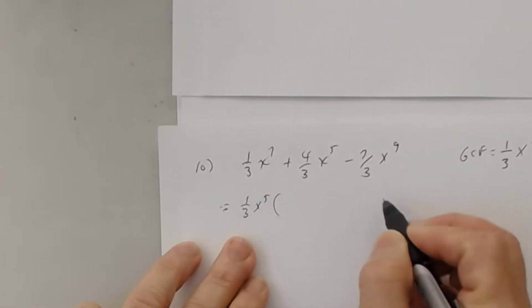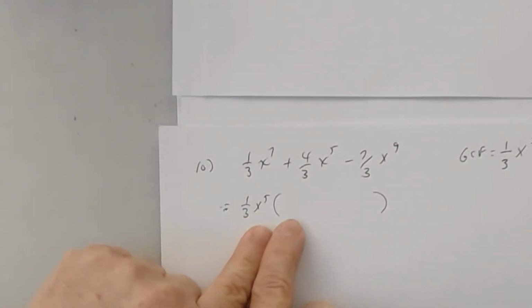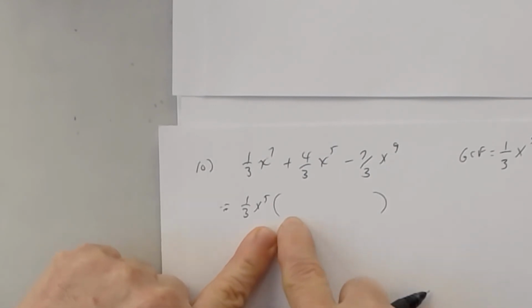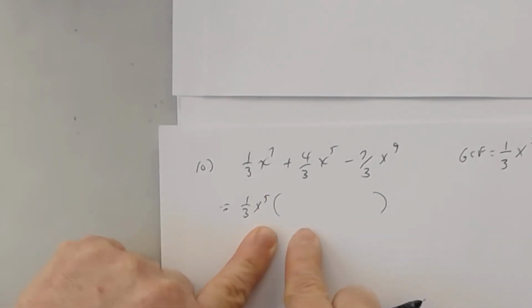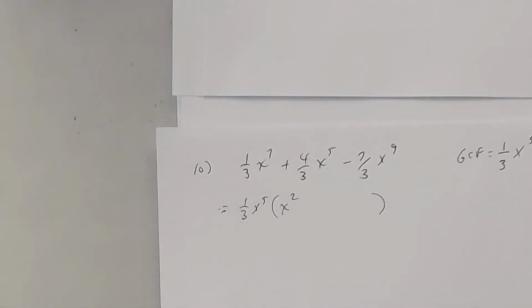X to the 5th times polynomial. Okay. Now we're going to do that distributive property again. 1/3. Now the first one's easy. 1/3 times x to the 5th times what is 1/3 x to the 7th? X squared. That's it. Just x squared. All right. So all of you should have gotten x squared. All right. Now some of you are going to not get the other one because you're still having issues with multiplying fractions.